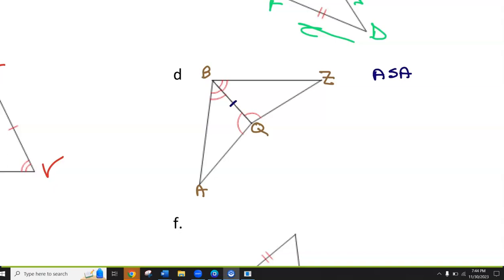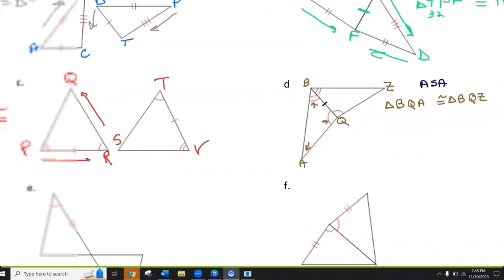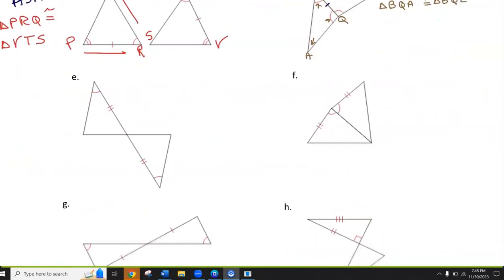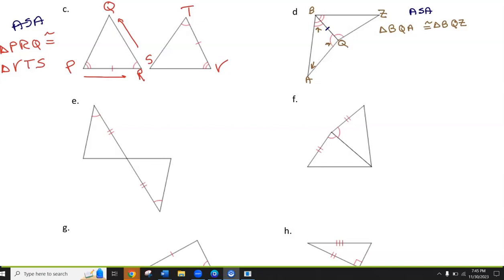I'm going to name that triangle B, Q, A. Okay, what's my pattern? Double angle here. So double, single, unnamed. So go double for the other triangle. Double, single, unnamed. Okay, so that's very good. I'm happy with that. Continuing on to E, what do I see there?